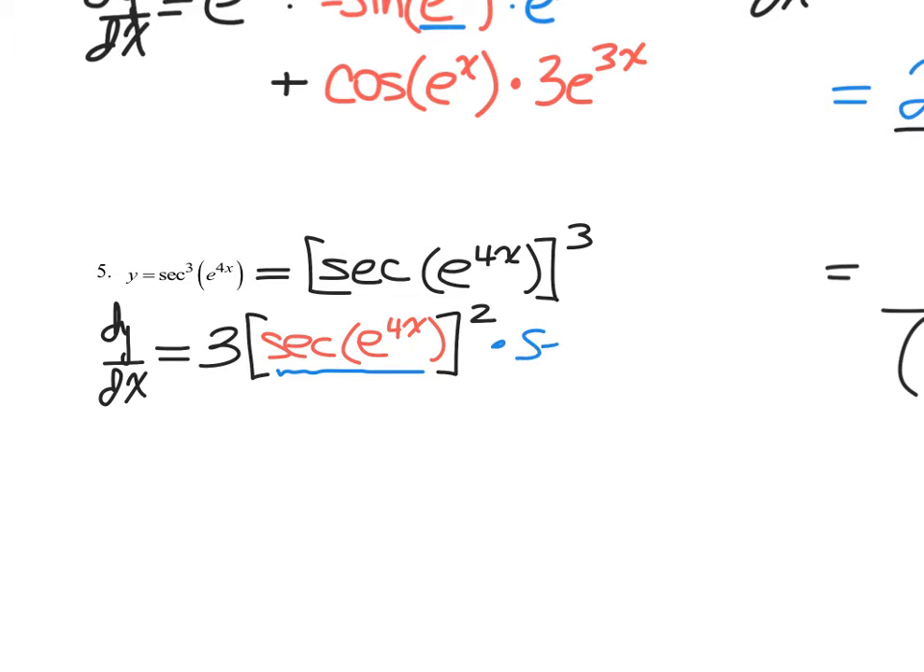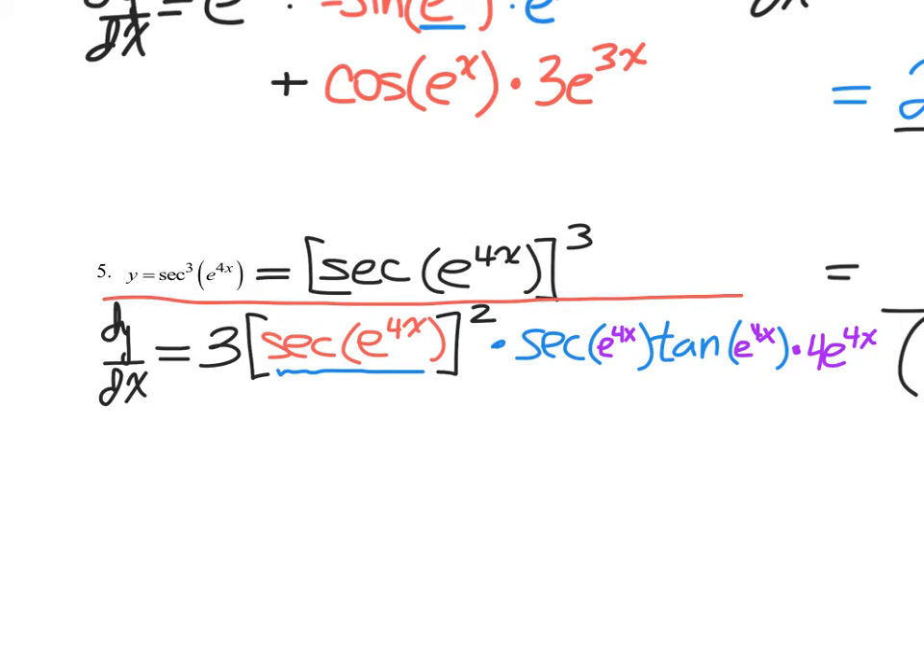secant tan of that e to the 4x then I just need to multiply by the derivative of the e to the 4x, which would be 4e to the 4x. And it's all squished in now because I didn't take note of how much space I had available. Told you I'd mess something up.